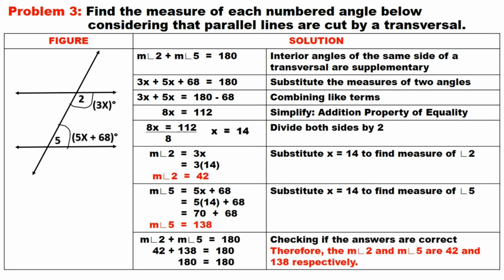To check if our answers are correct, measure of angle 2 plus measure of angle 5 equals 180. By substitution, measure of angle 2 is 42, measure of angle 5 is 138. 42 plus 138 is equal to 180. Therefore, the measure of angle 2 and measure of angle 5 are 42 and 138 respectively.